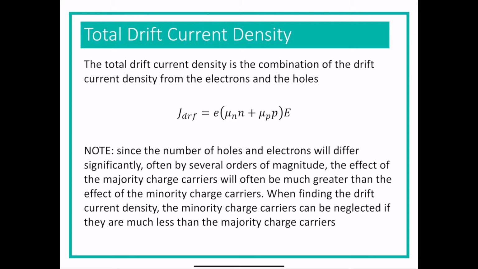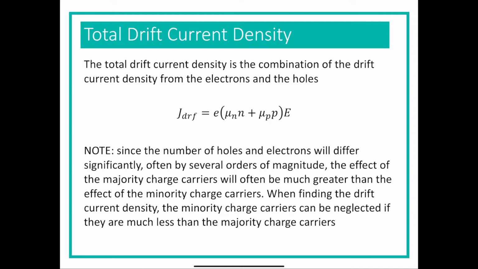Usually, pretty much, unless you have almost equal numbers of holes and electrons, which would really only happen in intrinsic material, one of them is going to be a couple orders of magnitude greater than the other. So in p-type material, you're going to have more holes than electrons, and you're probably going to have a couple orders of magnitude more. And then when you're adding, you're adding on something that's so small that it really doesn't matter. So the majority carriers generally affect the current more than the minority carriers. The minority carriers are there, but they don't affect the current density as much.